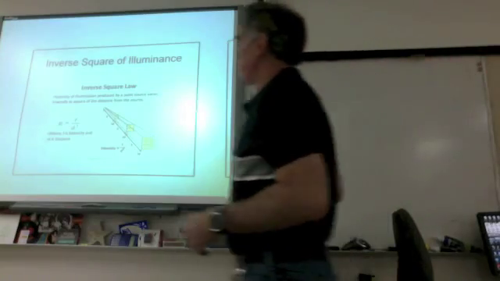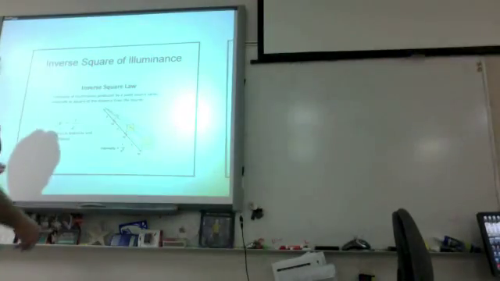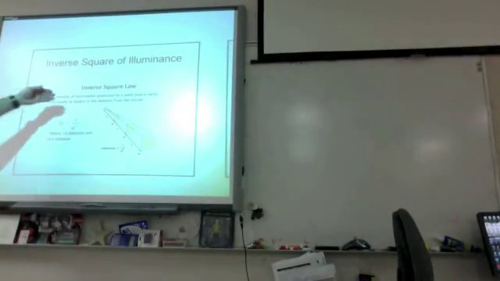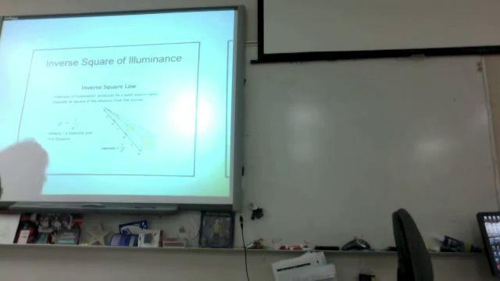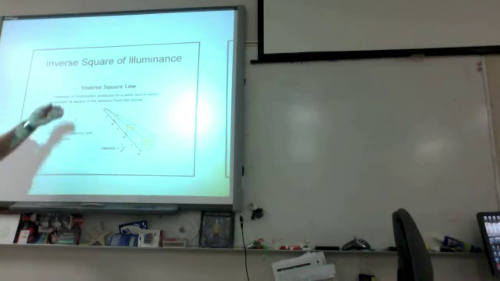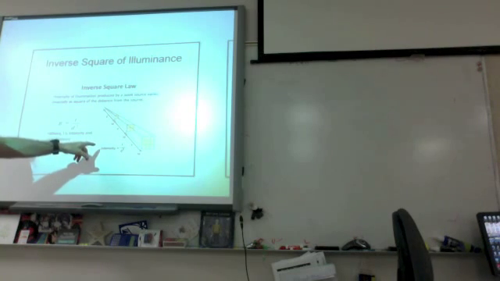So you can see the inverse square law of illuminance: E, illuminance, equals I over d squared, where I is the intensity and d is the distance. If you want to use a standard equation just to compare, you can plug 1 in for I.